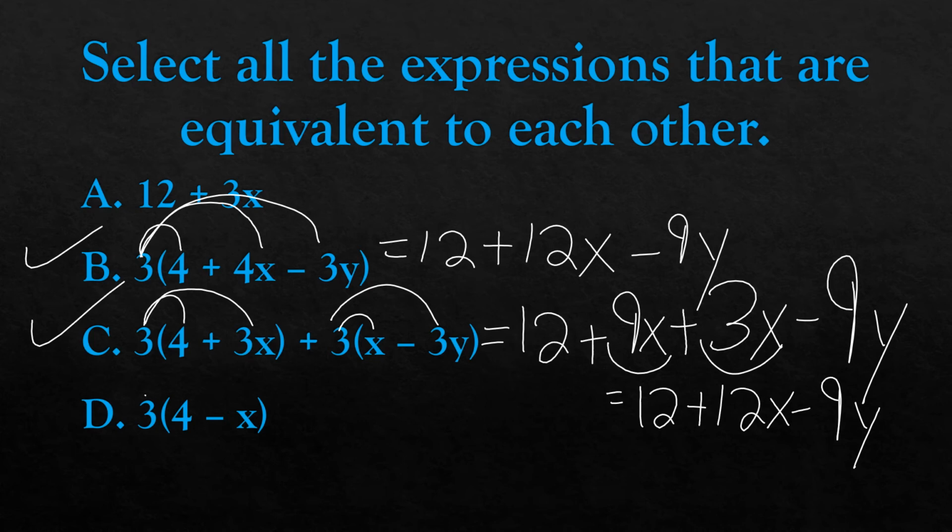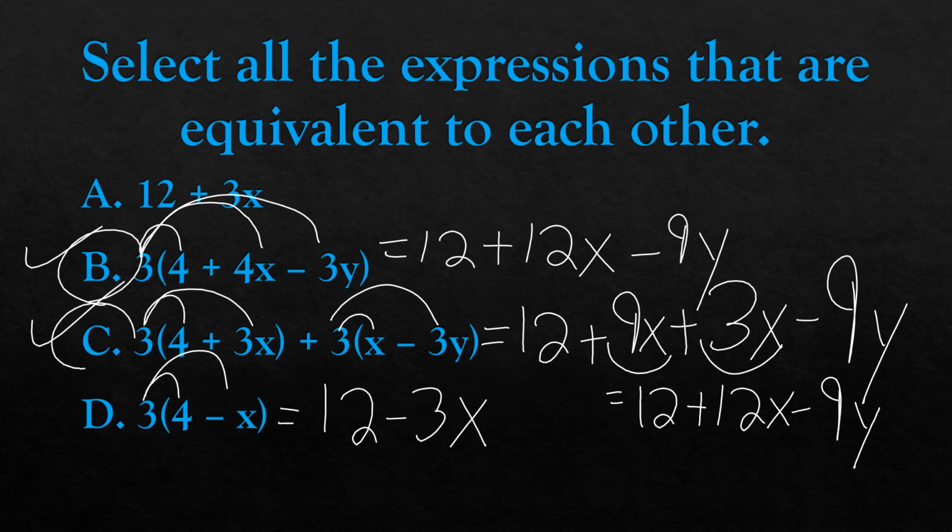So we have our 3 times 4, which is 12. And then we have our 3 times negative 1. That's what you see in front of that x. It's invisible. And that gives you a negative 3x. So, where are my equivalent expressions? Yep, B and C. Those would be our answers. Yay! They're the ones that are the same.